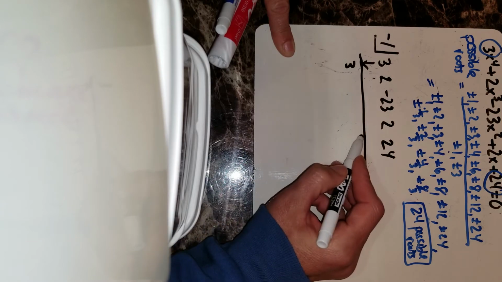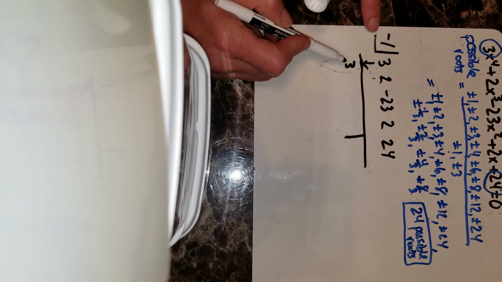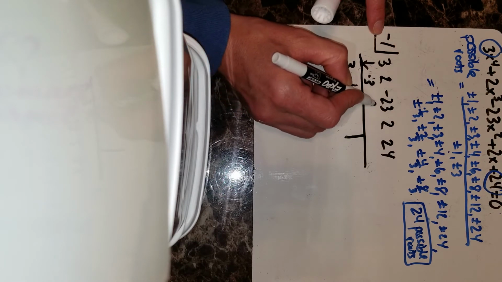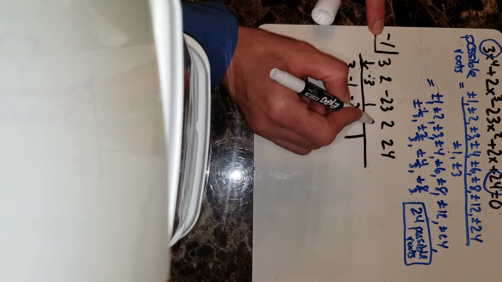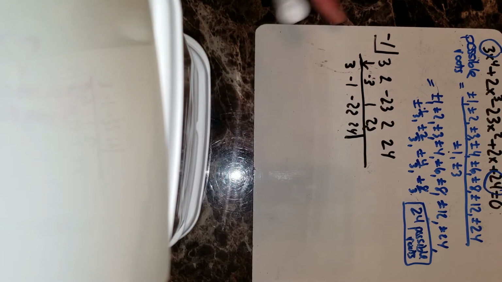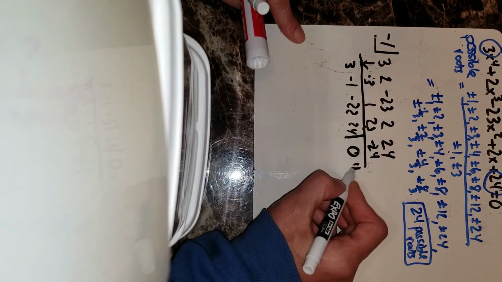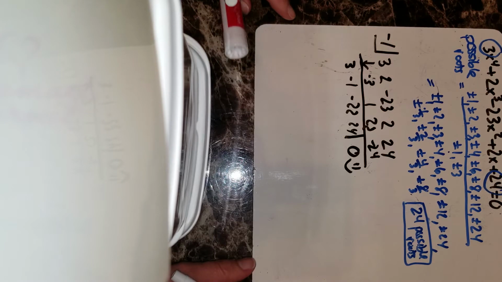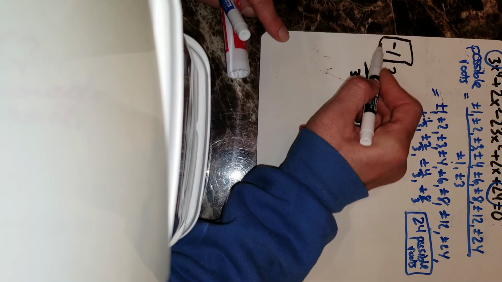Just leave that 3 there since we have to bring that down every time. Okay, so bring down the 3, times that, negative 3, add negative 1, times positive 1, add negative 22, times positive 22, add 24, times negative 24, add 0. Since we got 0, that means it is a root. Alright, so now, that's one root. I'm going to box that in so I don't lose it.